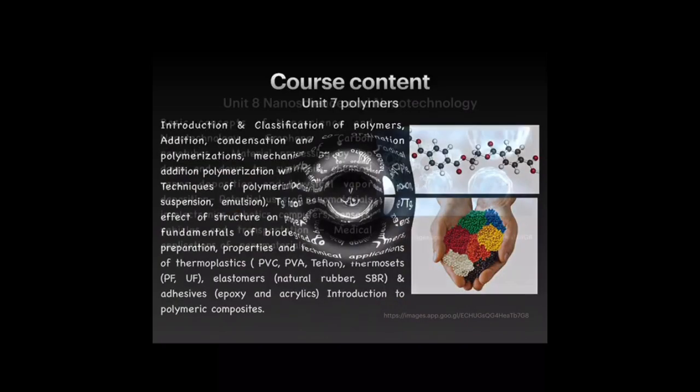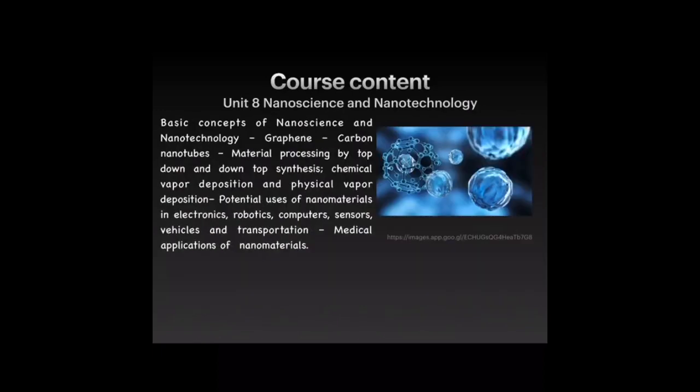In the last topic, we will study about what is nanoscience, why materials behave in a different manner when they are converted into nanoform, how to synthesize nanomaterials in the laboratory, what are the applications of nanomaterials, what are the major nanomaterials being used in industries, in computers, in sensors, in automobiles, in aerospace, in medical applications. Those things we will study about in the last unit, which is nanoscience and nanotechnology.